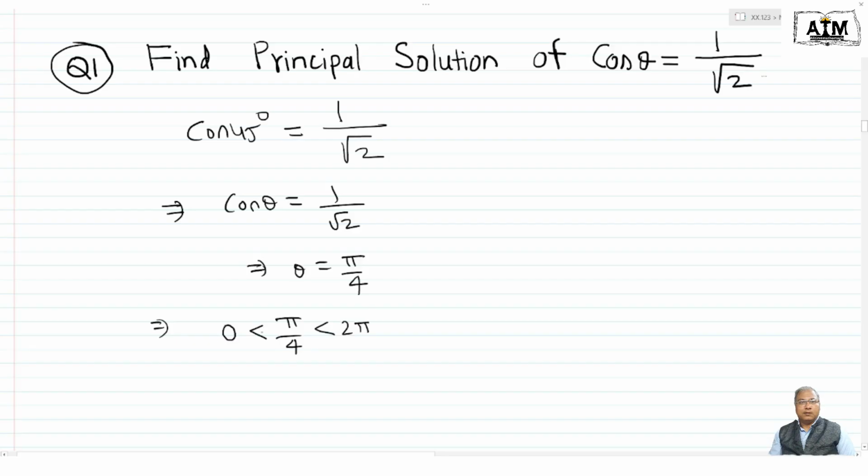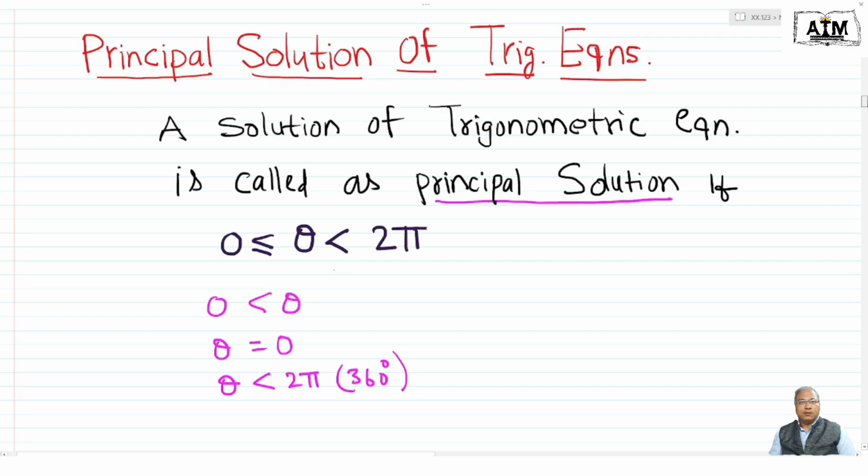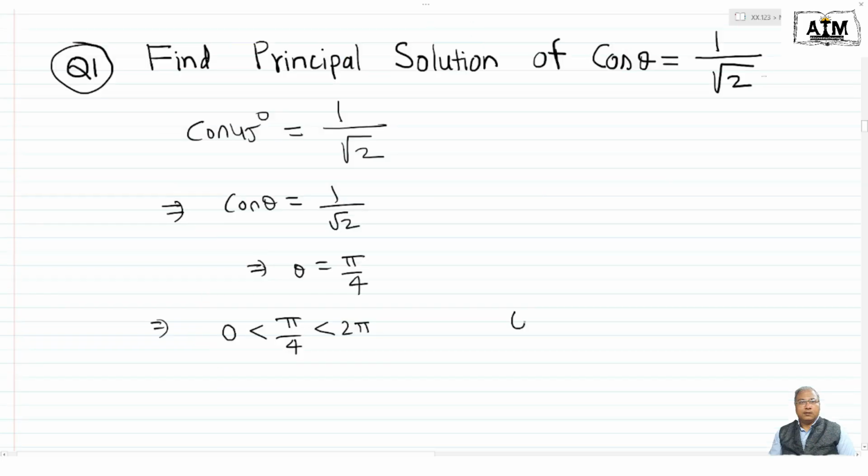Since pi by 4 is greater than 0 and less than 2 pi, the criteria of a principal solution is that theta must be greater than 0 and less than 2 pi. This condition is satisfied. Therefore, theta equals pi by 4 is a principal solution.